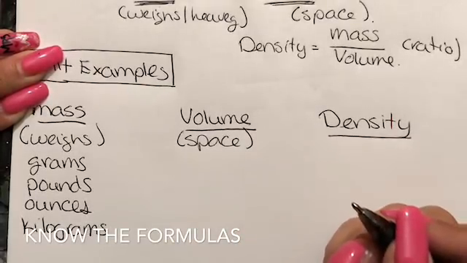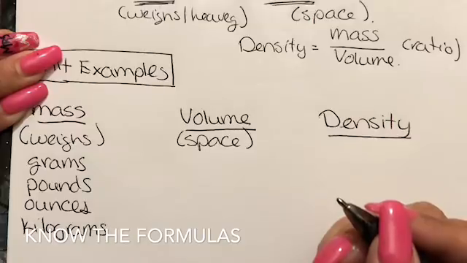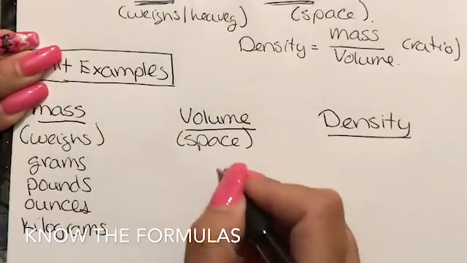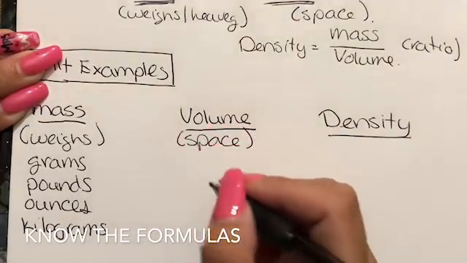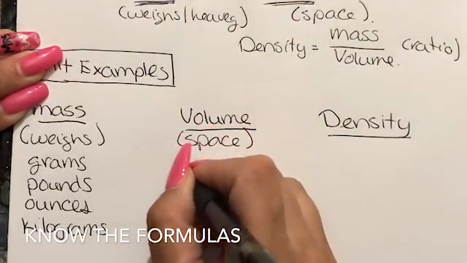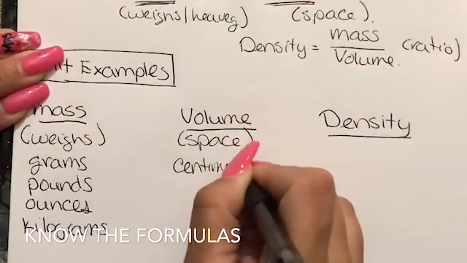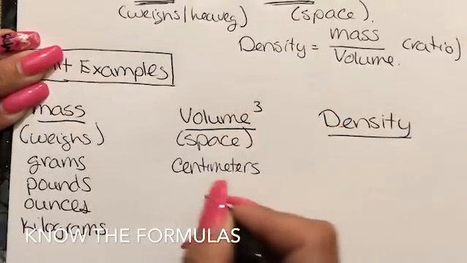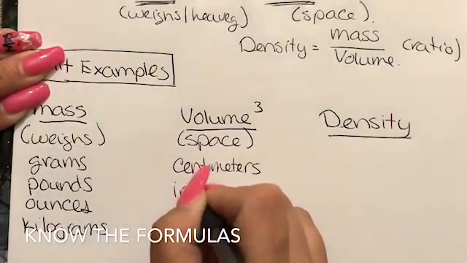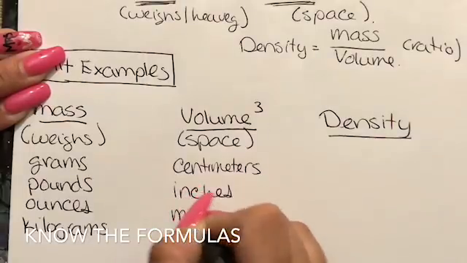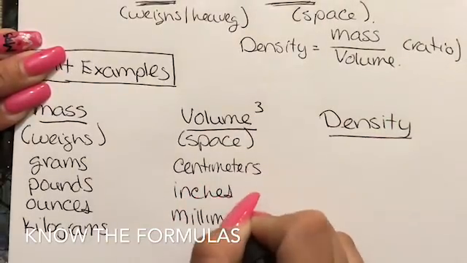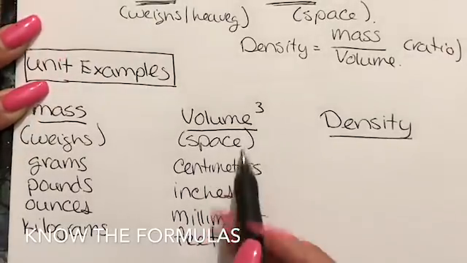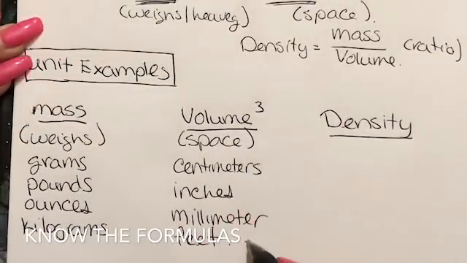We learned about pyramids and cones, spheres, cubes, triangular prisms. So volume could be represented in centimeters cubed. Remember, everything here is to the third power. Inches cubed, millimeters, feet, miles. We could go on and on. So we have volume, which again is represented in linear units cubed.